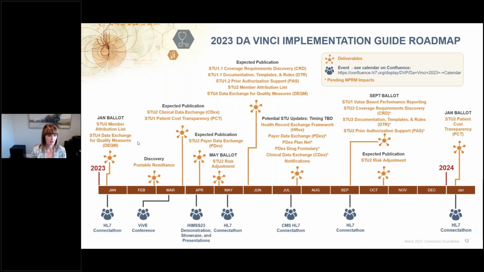In February, Jocelyn also mentioned that we launched the postable remittance use case. That is in discovery phase, and we will talk more about that particular use case in the coming months. But we are really excited to see the broad participation and support for this effort, with nearly 30 Da Vinci members already attending these discovery calls.